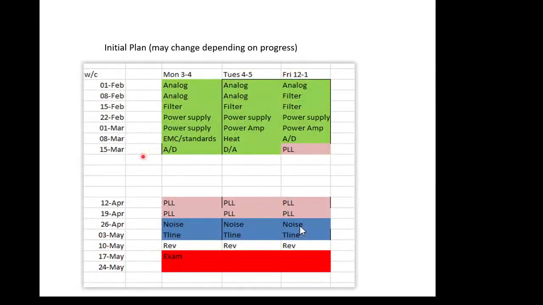And this is roughly how it splits down at the moment. Anything after Easter is likely to be variable, so don't take it too much as gospel. And we'll just see how that goes as we go along.